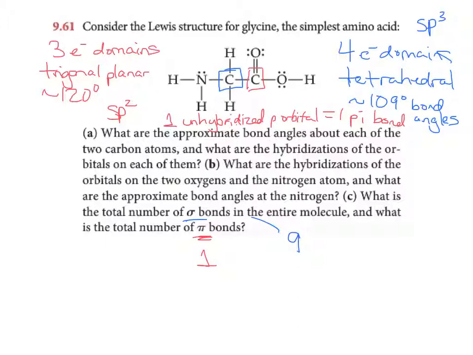Right, so everything always has 1 sigma in the center. Remember, sigma is that direct overlap. And then if I put 1 pi bond, that's a double bond. If I put 2 pi bonds, that's a triple bond. But in this case, 1 sigma, 1 pi in there, total of 9 sigmas in the entire molecule, 1 pi in the entire molecule. Questions? Okay, I know I didn't do the oxygens or the nitrogens, but it's the same general idea. Any questions about how to do those?